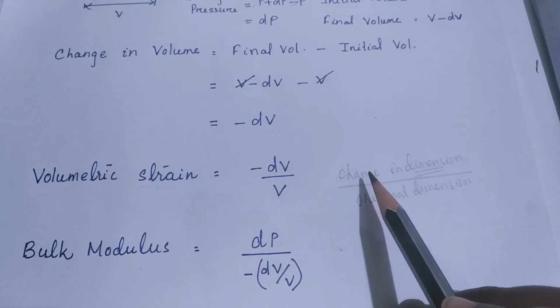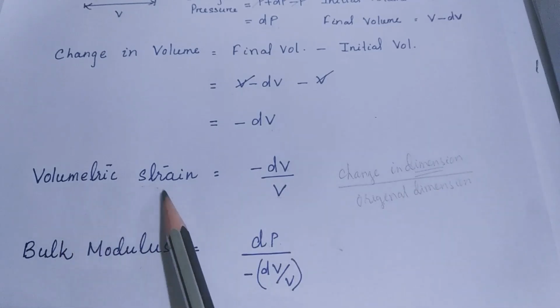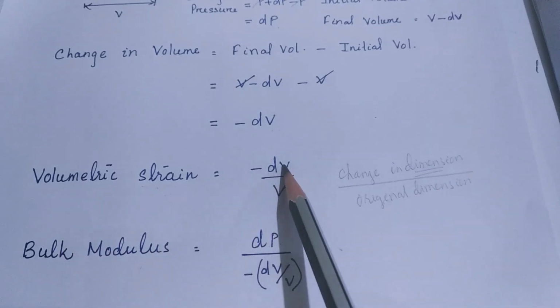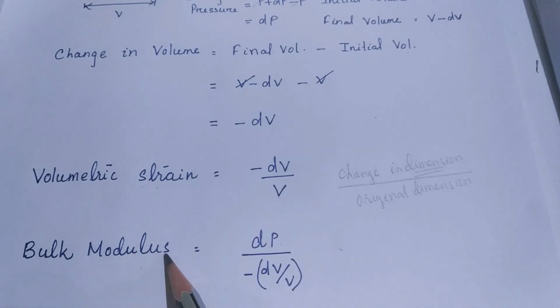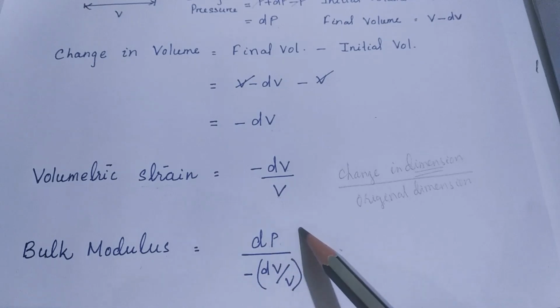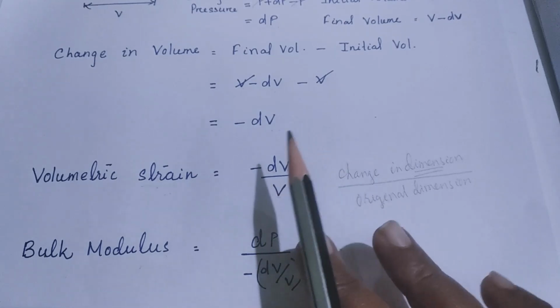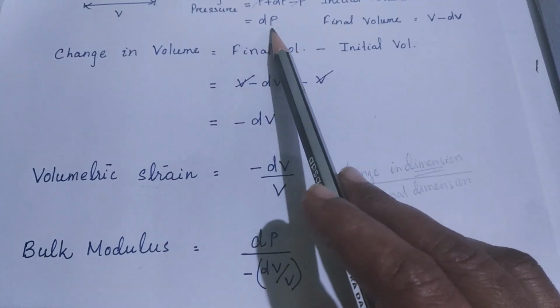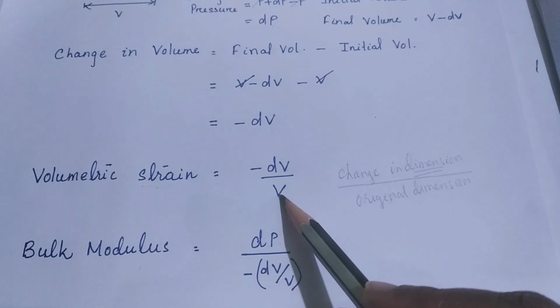When we consider change in volume by original volume, that strain becomes volumetric strain, and it becomes minus dV by V. So bulk modulus is the change in pressure to the volumetric strain. The change in pressure we already discussed, that is dP, and the volumetric strain is minus dV by V.